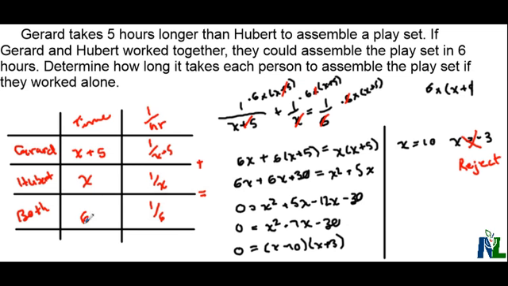So if it takes both of them 6 hours to complete the job, individually it should take them longer. And if we look at this, we can see that X is 10. So that means that Hubert takes 10 hours, which is longer than 6, which is what we're looking for. Also, for Gerard, his is X plus 5, so it would take him 15 hours to assemble the same playset. So since both of these times are longer than it would take them to do it together, this makes sense, and we can be confident that our answer is correct.